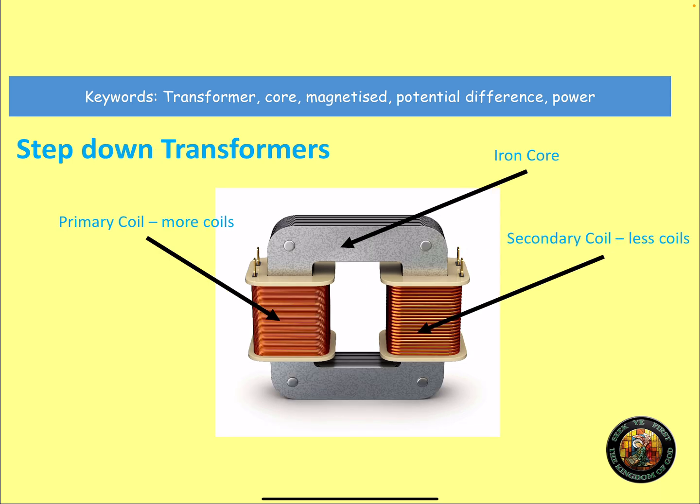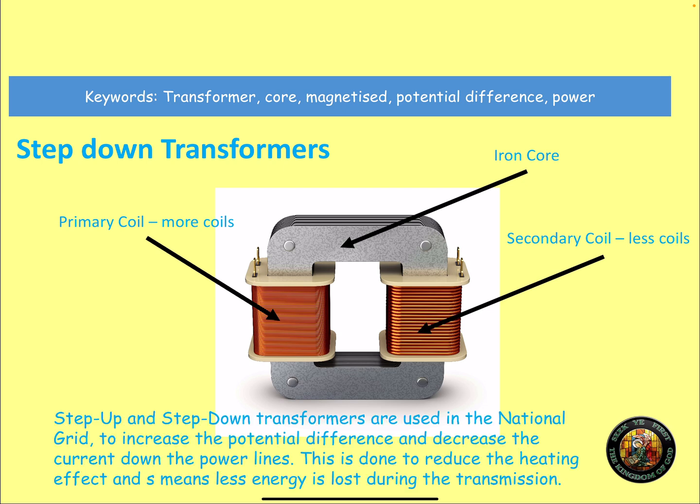Whereas if you look at a step-down, it's the other way around. The primary coil this time has more turns compared to the secondary coil. This is a step-down transformer. Now, step-up and step-down transformers are used in the national grid to increase the potential difference and decrease the current down the power line. This is done to reduce heating effects and means less energy is lost during the transmission.